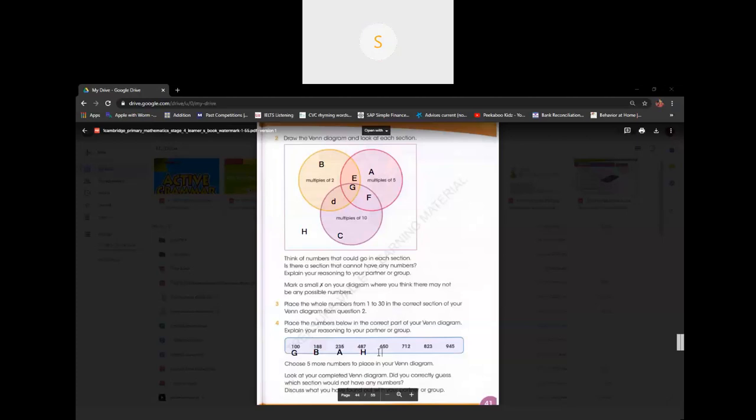650 would go with multiples of 2. Wait, no, it would go with G. Yep, I agree. G. 712 would go with multiples of 2, which is B. 823 would go in H. And 945 would go with A, which is multiples of 5. So we'll move on to the next page.